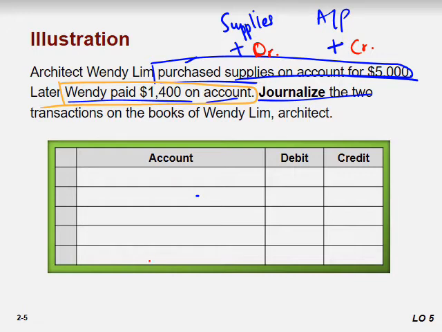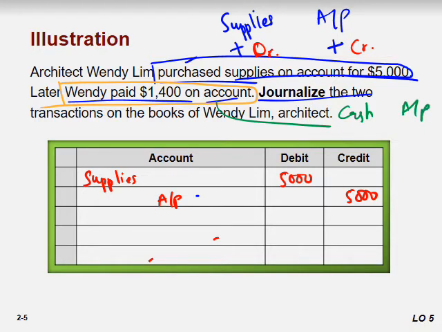Debit to credit. It means supplies to accounts payable, which is 5,000, right? The next one is when he paid 1,400 on account. He paid 1,400, which means which accounts are going to be hit? Cash and accounts payable.